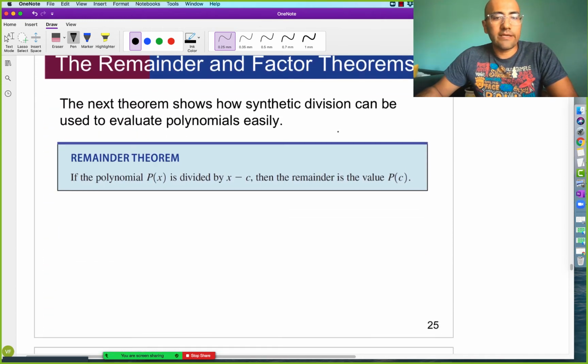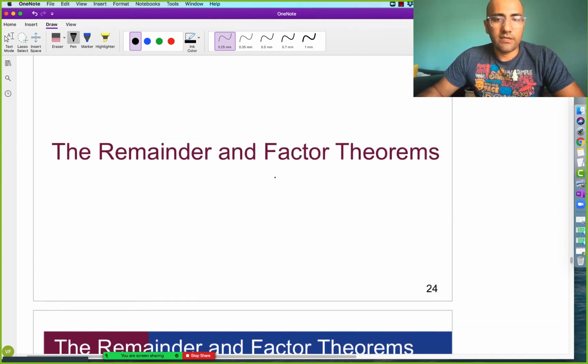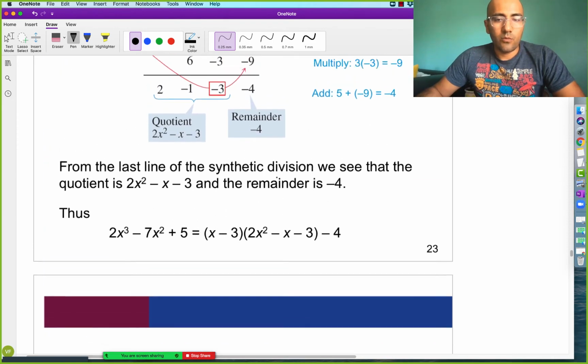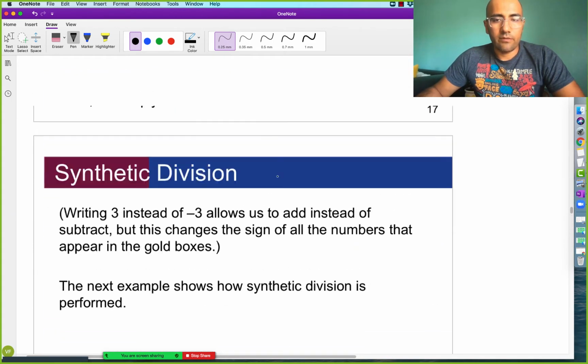Okay, the next theorem shows how synthetic division can be used to evaluate polynomials pretty easily. If a polynomial is divided by x minus c, then the remainder is going to be the value of p of c. What does that mean? Let's go back to what I wrote.